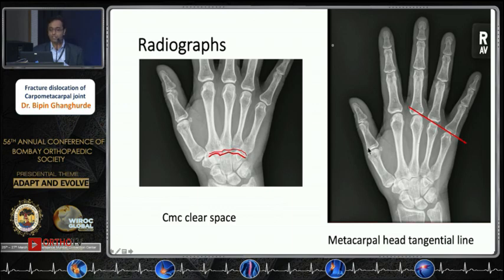Another important thing is the metacarpal head tangential line. You draw a line along the heads of the 5th, 4th, and 3rd metacarpals, so they form a tangent. This excludes the index finger; the index finger is not included in this tangential line. This is mostly for subtle types of dislocations.